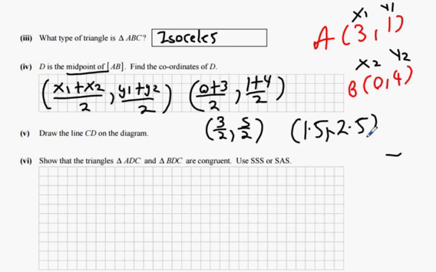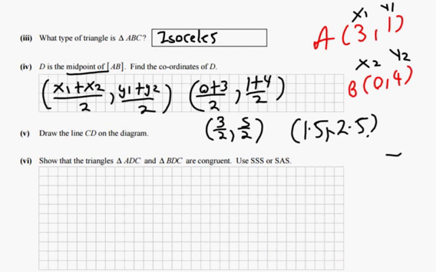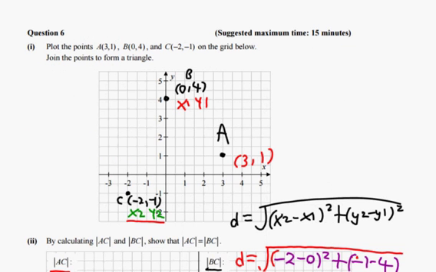Draw the line C to D on the diagram. Okay, let's go back. Now, we said we wanted the midpoint of A to B, didn't we? So what did we say it was? 1.5, 2.5. There. Do you think that's dead centre of the 2 points?